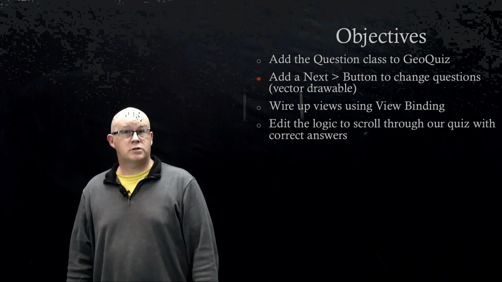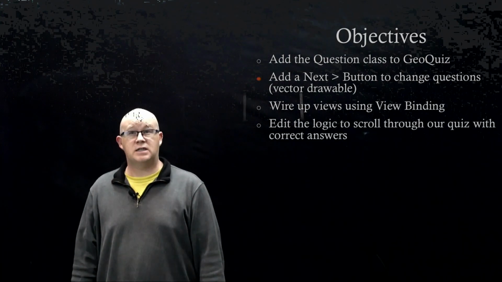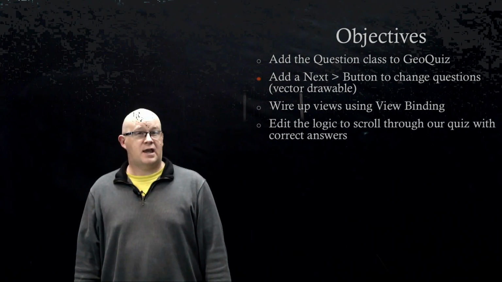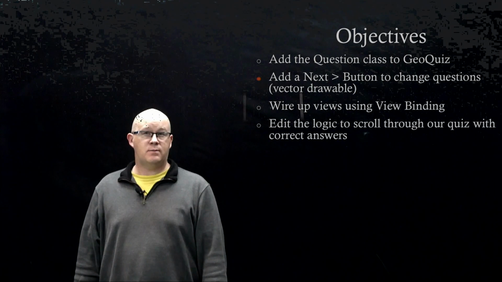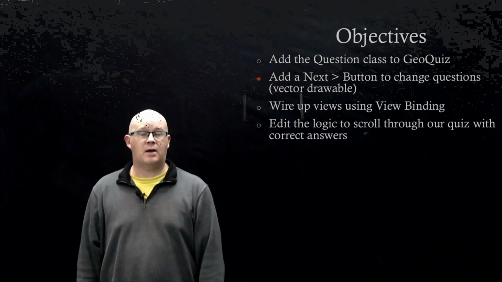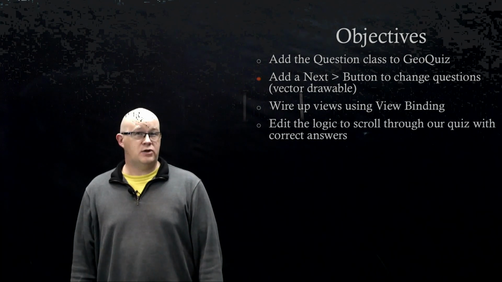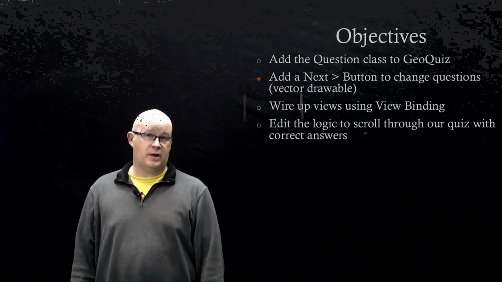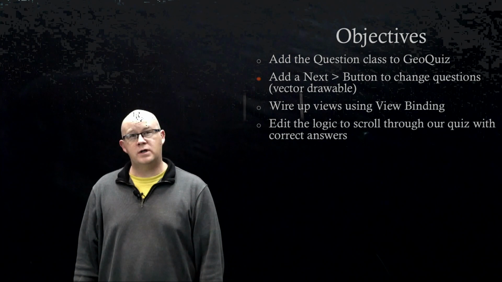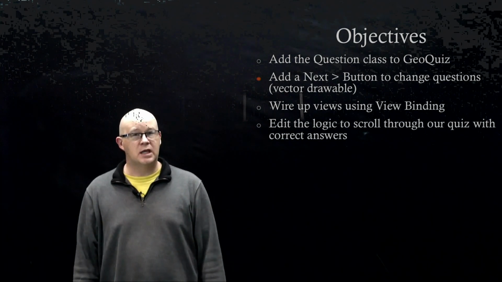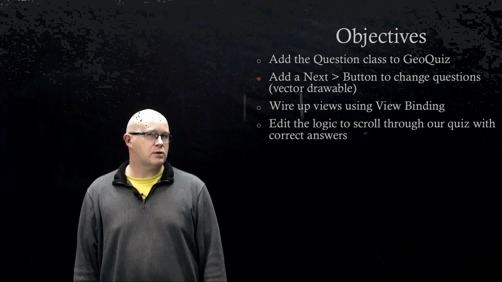Okay, part 2 of chapter 2 of CSE 3200. We have made the question class and we put a little bit of code in the main activity, linked that up with strings. Now we are going to update our user interface by adding in a next button. And we will put in a vector drawable to spiffy up the next button and make it a little bit more clean.